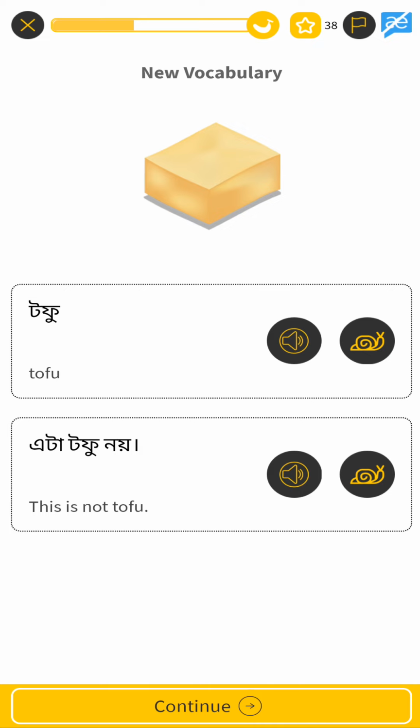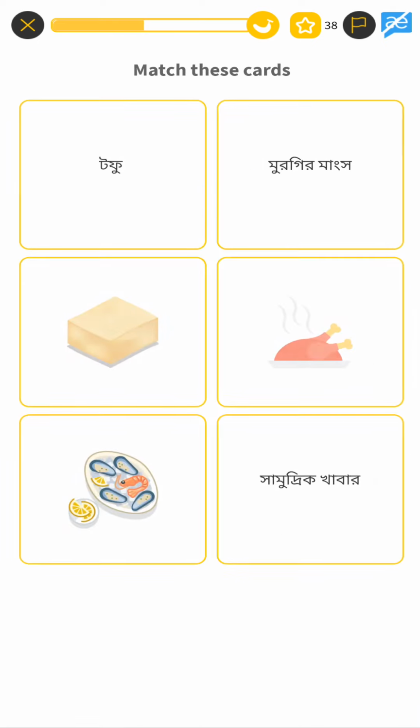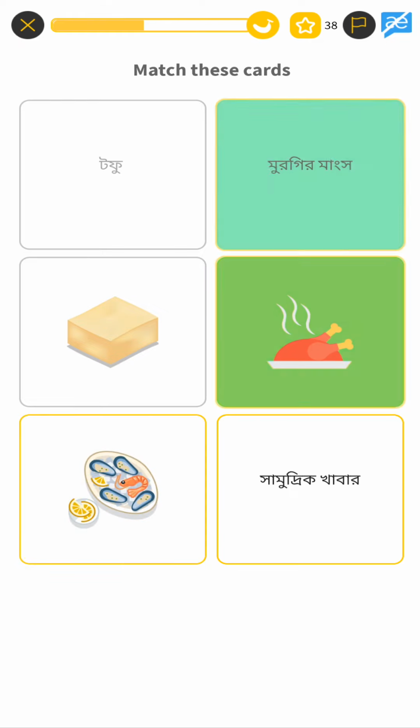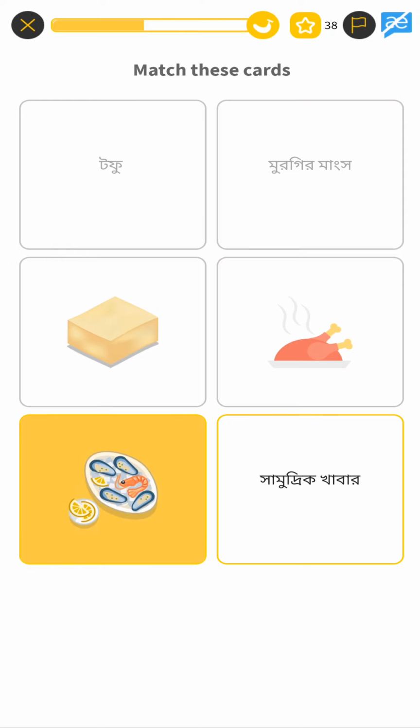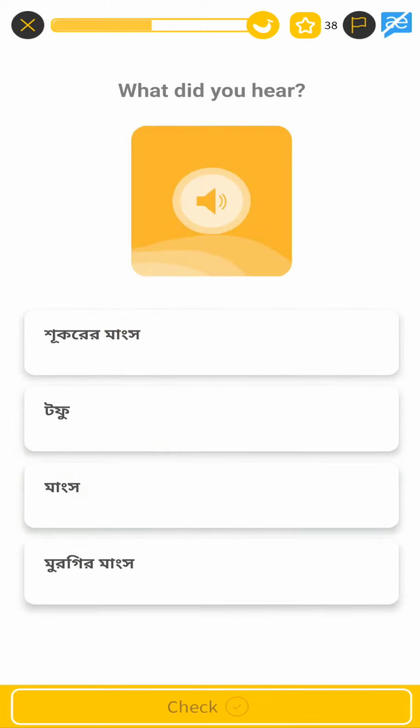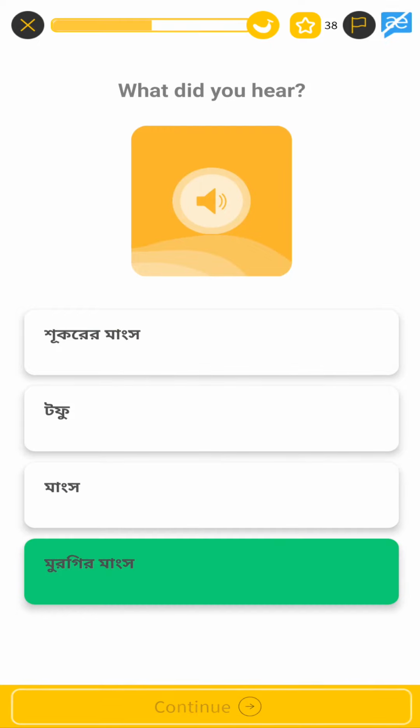And what's the other one? Oh, I can't remember. I'm having flashbacks of my book that I haven't read in months, and I need to get back into. That's the complete Bengali book. Anyway, so that is not tofu. Eta tofu noi. So this is tofu. I'll do this one first because I know it. Murgir mangsho. Seafood, I still can't remember it, but I can read it, is shamudrik kabar. Murgir mangsho.